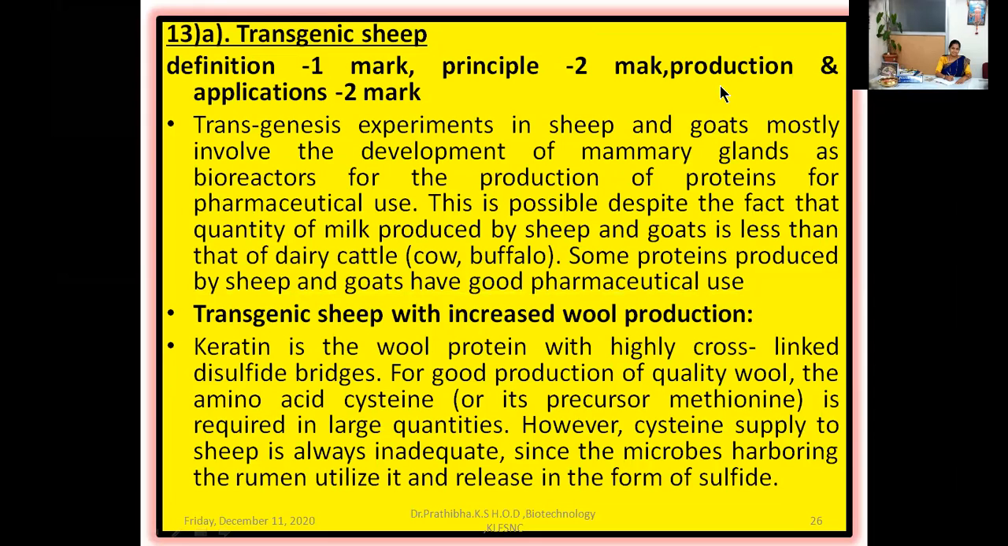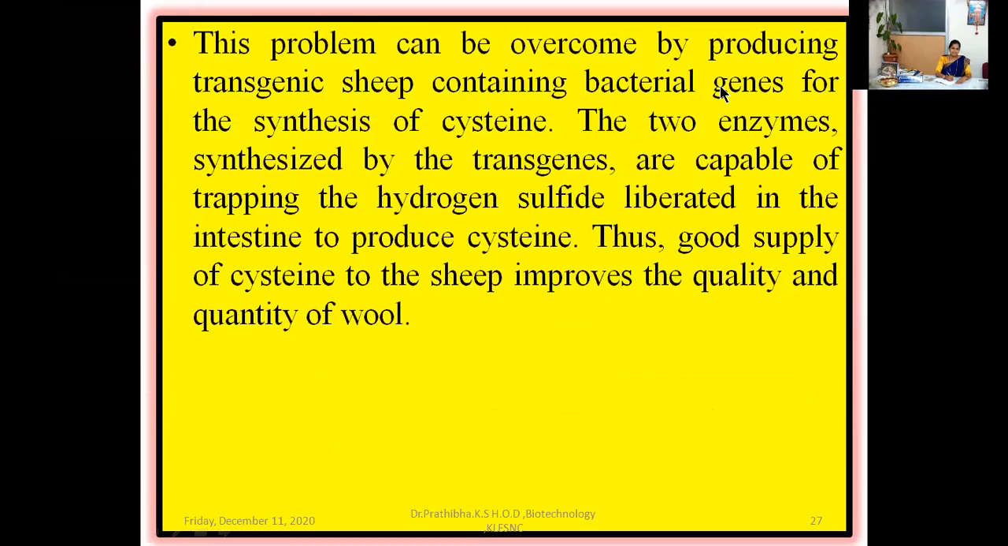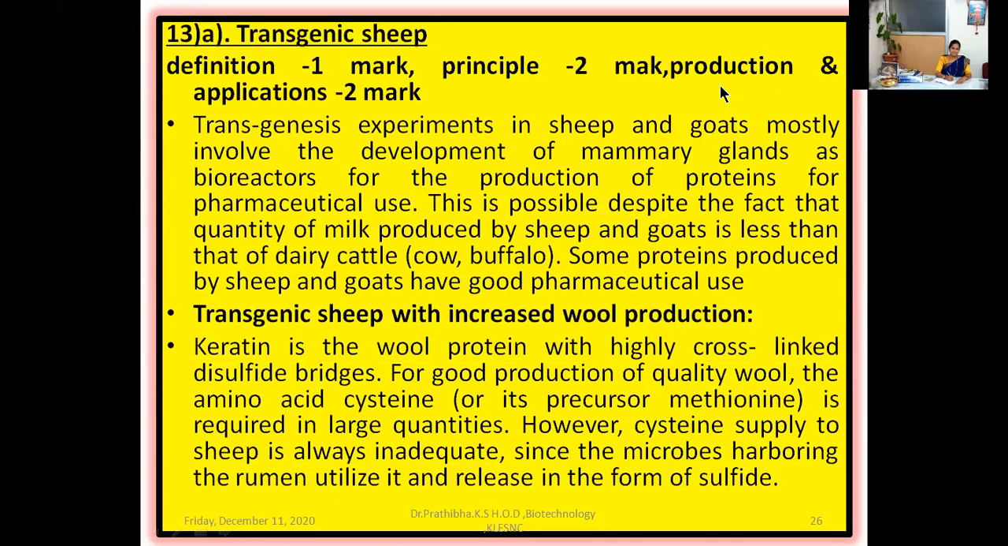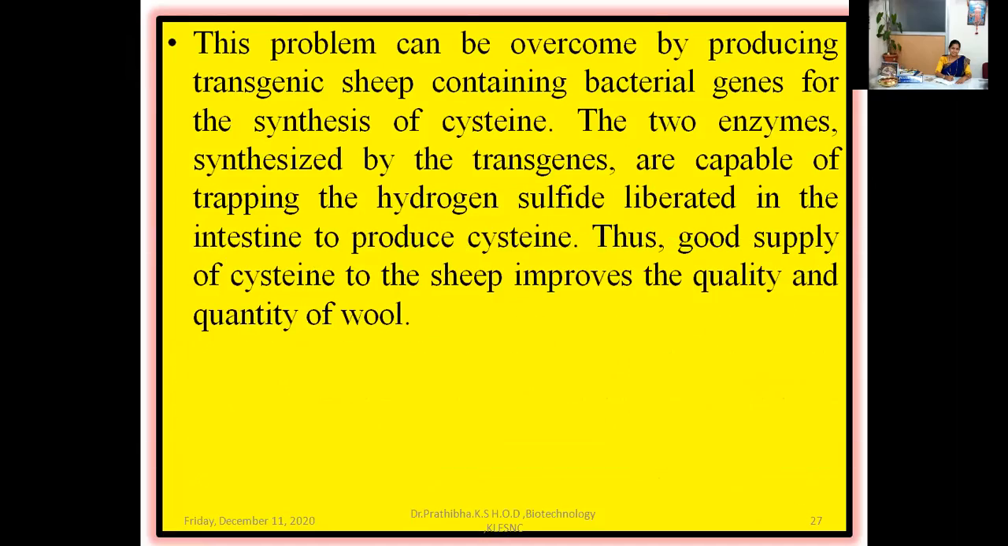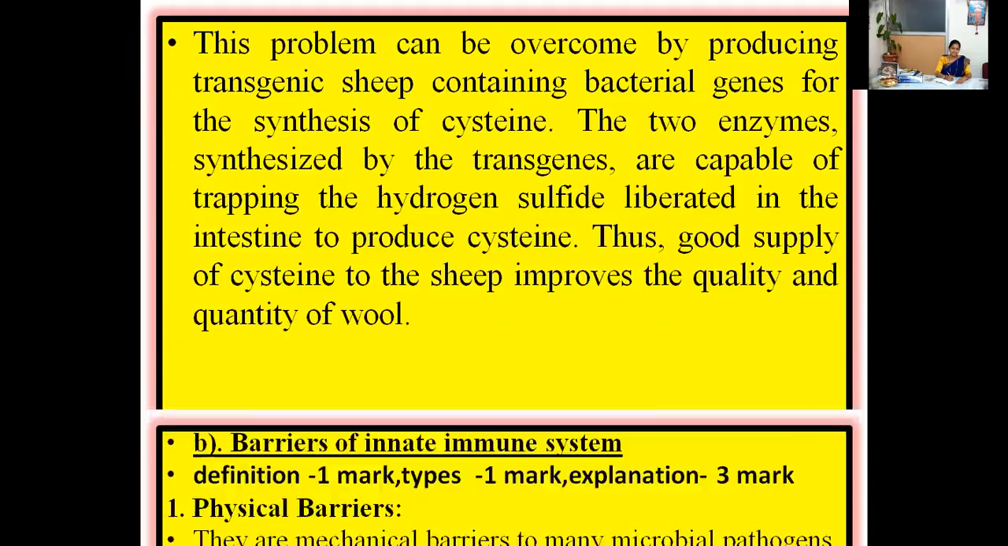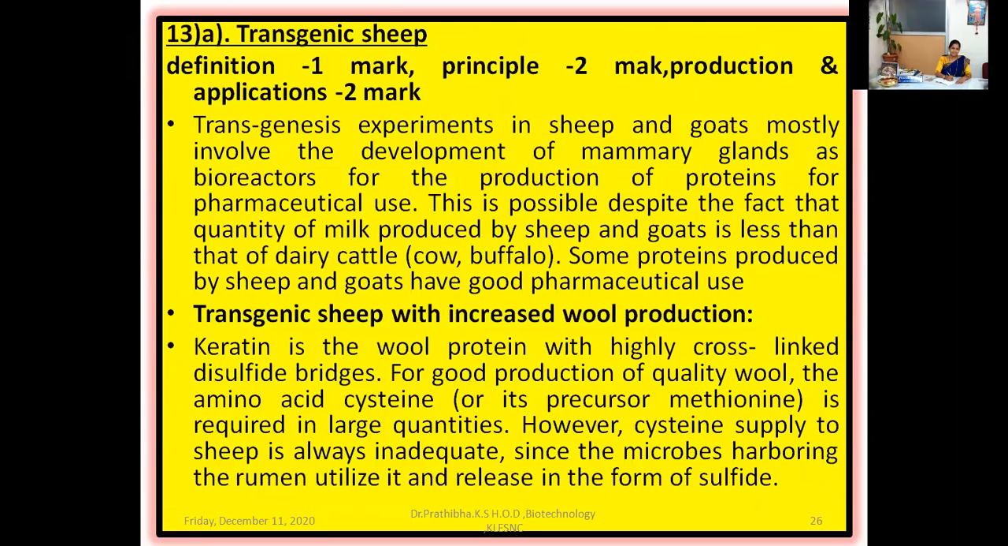Now the next one is transgenic sheep. Definition 1 mark, principle 2 marks, production and applications 2 marks. This is for 5 marks. It means in question number 13, which carries 10 marks, I have given two questions: A is transgenic sheep and B is barriers of the innate immune system. Okay, so now let us go through the 13th question.